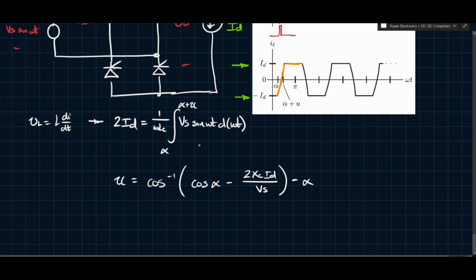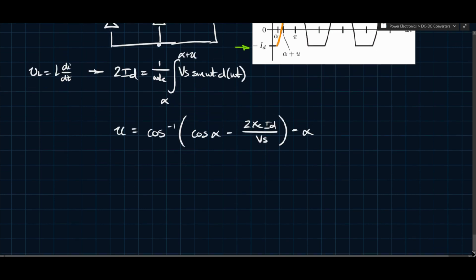And this is just one step further because you also have this alpha plus u. So you have alpha here now. Before it was just 0 and u, right? In any case, you have this value of u. This is the commutating interval, however you want to call it.